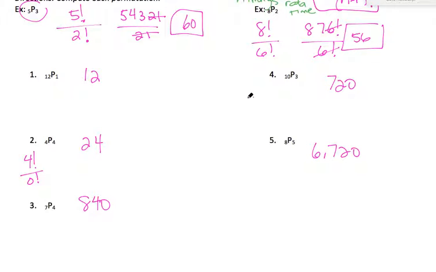Let me just do one for you. So 10 factorial over 7 factorial. There we go. Okay, so make sure you write this all out. Okay, that's it.